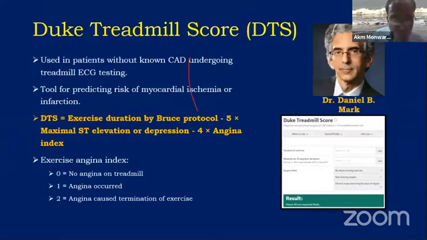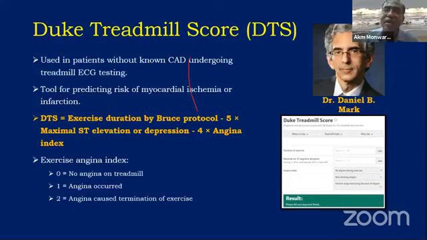I think most of you have heard the term Duke Treadmill score. What is this? To make the ETT more practical, more efficient, in other words, to increase the efficiency of ETT to decide upon the diagnosis of coronary artery disease and to put the patient for coronary angiography, some scoring systems are available, not only positive or negative ETT. And one of the most followed scoring systems is the Duke Treadmill score.